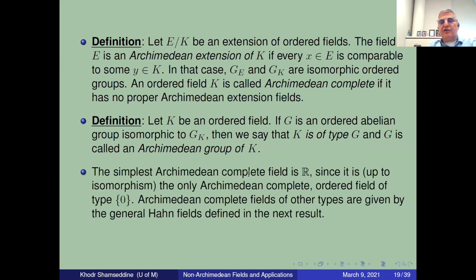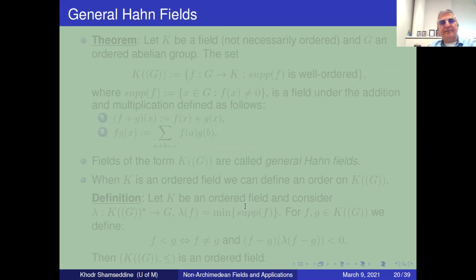The simplest Archimedean complete ordered field is R, since up to isomorphism it is the only Archimedean complete ordered field of type 0. So this is the maximal ordered field where all non-zero elements are comparable. Now Hahn generalized that to other non-Archimedean ordered fields, and he obtained Archimedean complete fields of other types. And these are called general Hahn fields, which I will discuss next.